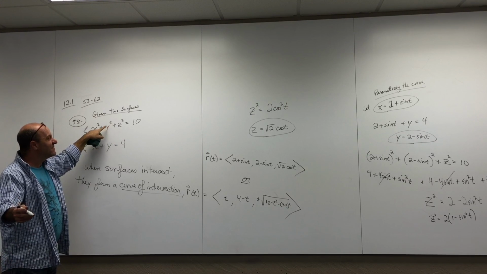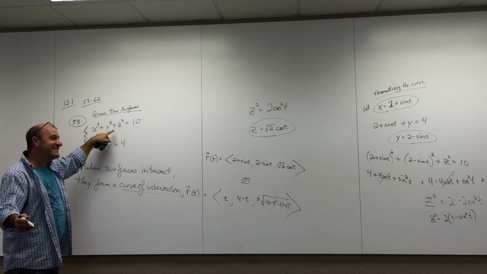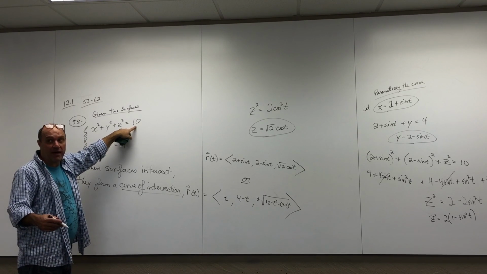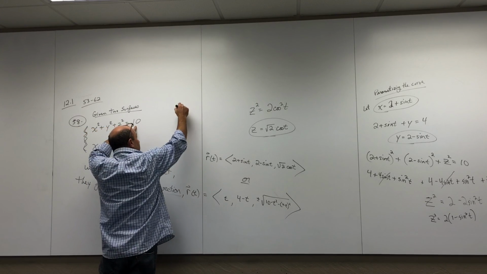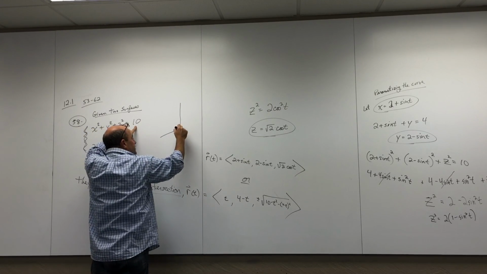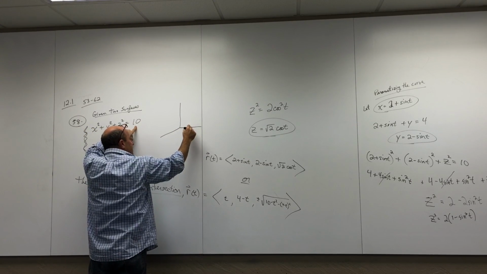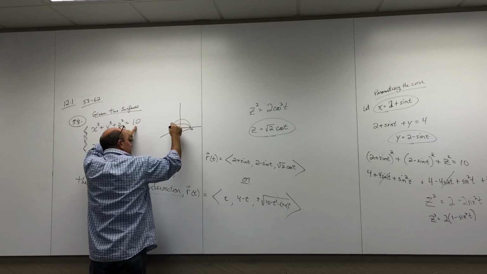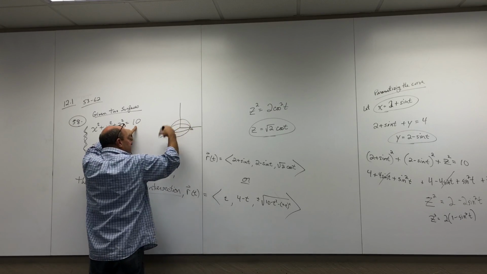Square root of 10. Okay, good. Square root of 10, which is about 3. So watch this, I'm going to try to draw a little mini picture here. It's a sphere centered at the origin, roughly radius 3, square root of 10. Here it is. It's a sphere.